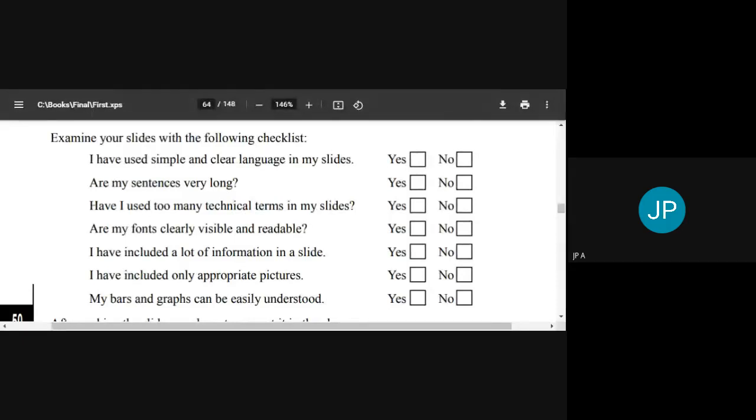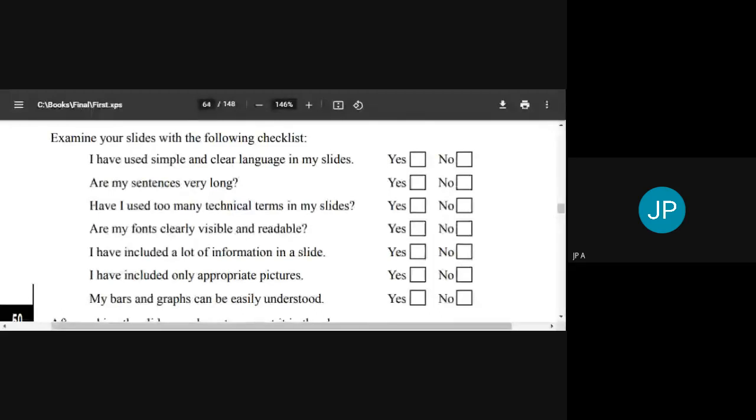So we have to take care of all these things, the shape and size of the font, their color, and also the background color that we are using. So all these things have to be taken care of when we use fonts. It should be clearly visible and readable. Visible means it should be seen properly.